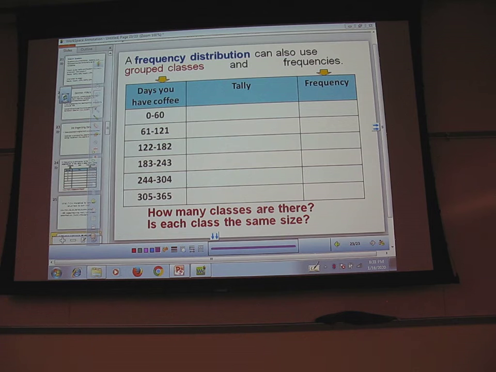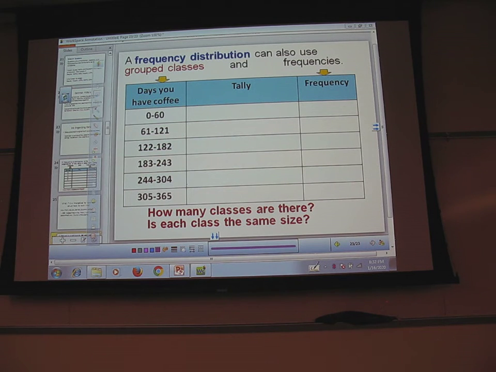So let's go ahead and go through it. Everybody tell me, I'm just going to put it straight to the tally. We're going to do the same thing, only tell me how many days a year. So 365 days a year, that's your maximum. I don't care how many times in that day you drink it, how many days out of the year you drink coffee.